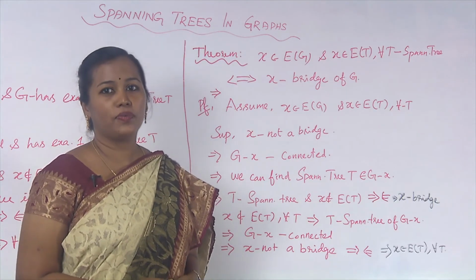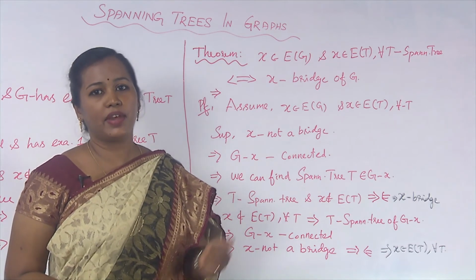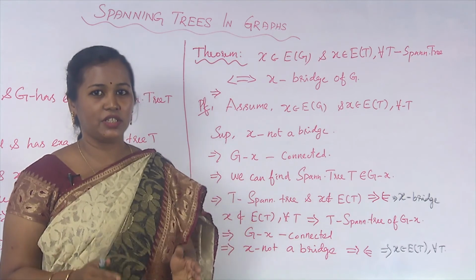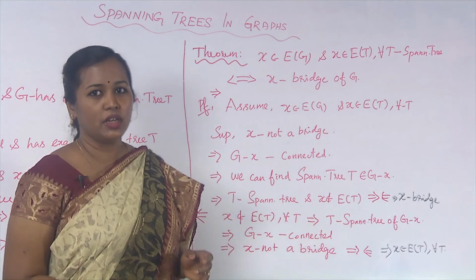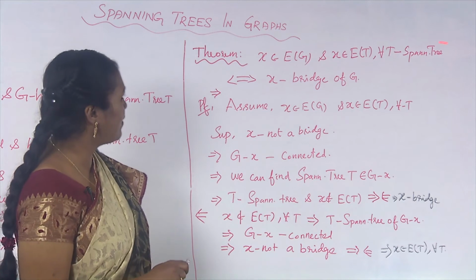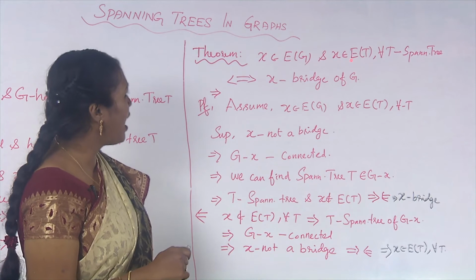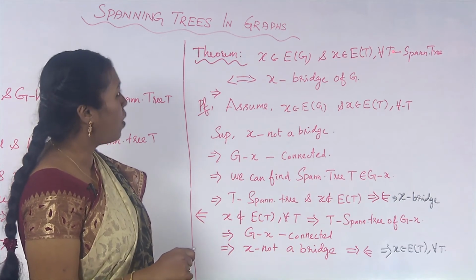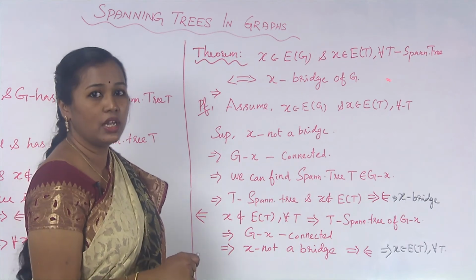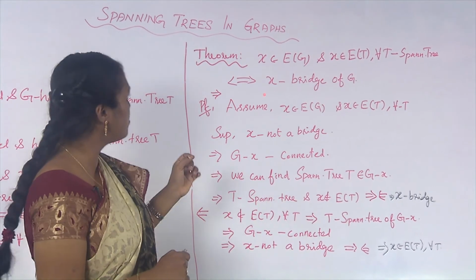An edge x of a connected graph is in every spanning tree of G if and only if x is a bridge. So, we have given a necessary and sufficient condition for a certain edge to be a bridge using spanning trees. Now, let us see the statement. So, this is a theorem. I have simplified the theorem statement like this. So, x belongs to the edge set of G and x belongs to the edge set of T for all T where T is a spanning tree of G.